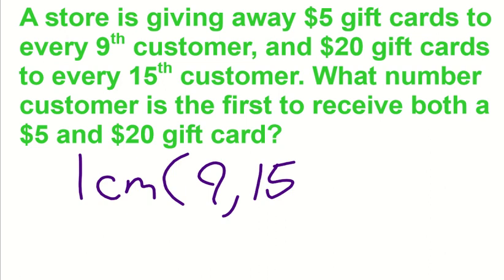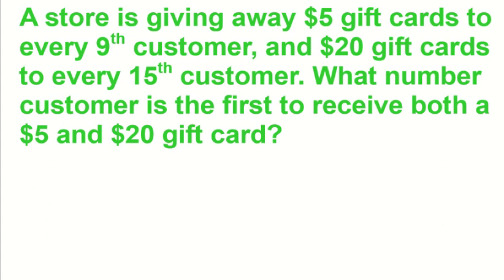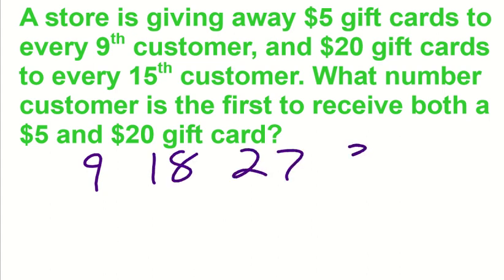Okay, so obviously that's the easy way, right? The calculator does it for you. Because you could get this on the calculator inactive, all you have to do is list out the numbers. So if person 9 gets a gift card, who's the next person to get a $5 one? Person 18, then 27, 36, 45. I ran out of space, but we already know that's all I need.